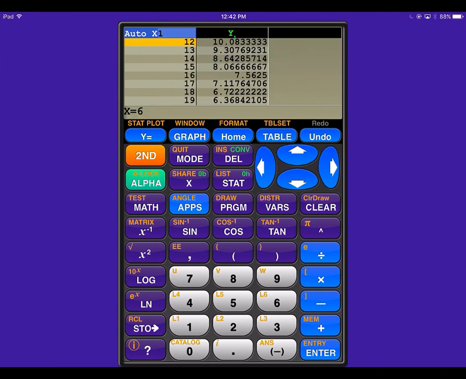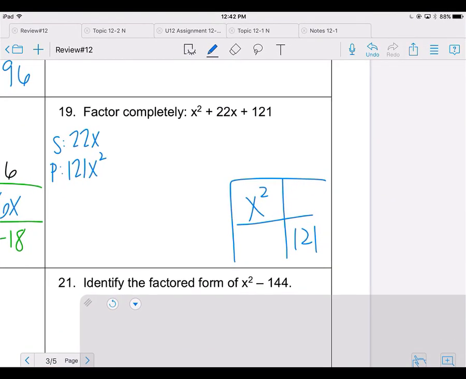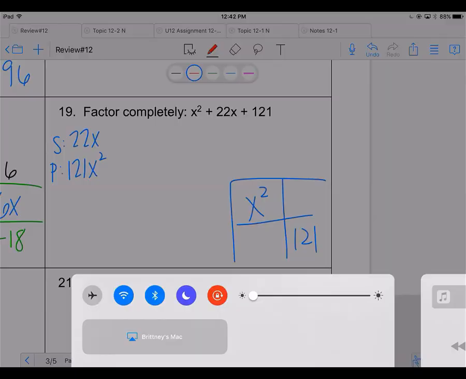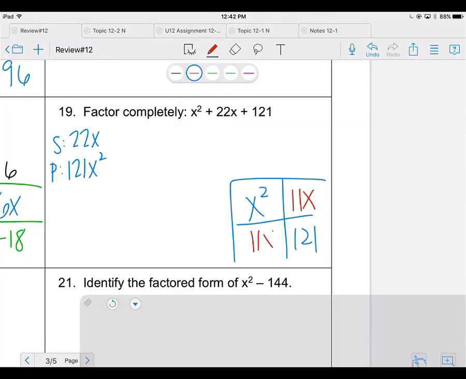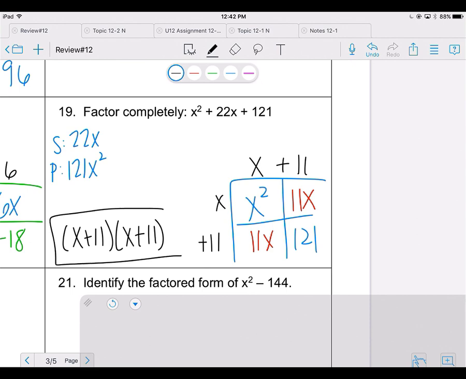And I'm going to find my missing numbers with the calculator. 121 divided by x. Look at the table. I'm looking for two numbers that will add to 22. Remember, only whole numbers. Not a whole number, not a whole number, not whole. Oh, 11 plus 11 would give me 22. So 11x and 11x. Looking for my GCFs, I have x and 11, x and 11. So my factors are x plus 11, x plus 11.